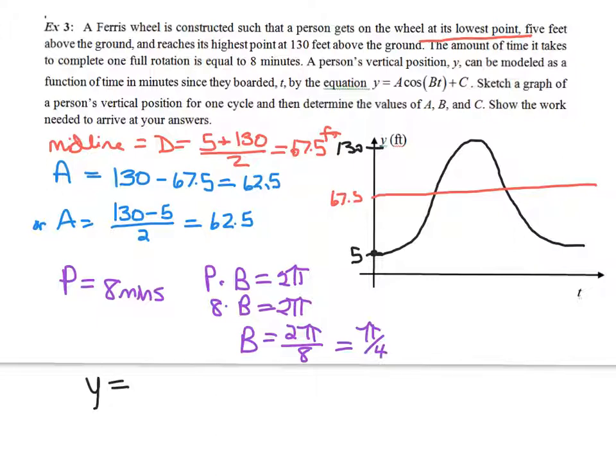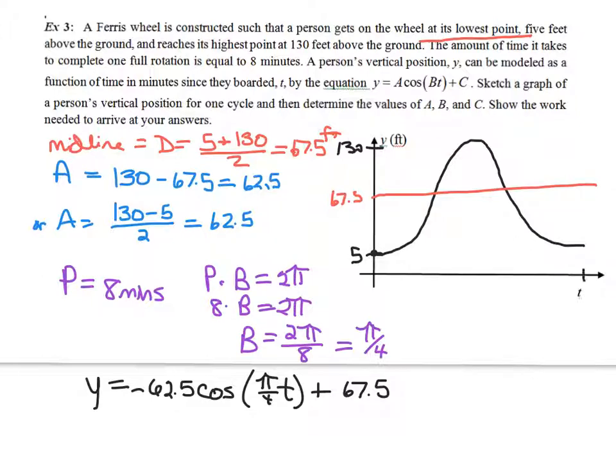So the final equation for this Ferris wheel is going to be y is equal to, now be careful here, 62.5 is going to be the amplitude, but I see from my graph that I'm actually starting on the low part of my cosine graph, so that's telling me that I have to start with a negative 62.5. Multiply by cosine, put the B value, pi over 4, in front of time, and then go ahead and add on your vertical shift or your midline, 67.5. Again, you could test this in your graphing calculator, but make sure that you adjust your window in your calculator.